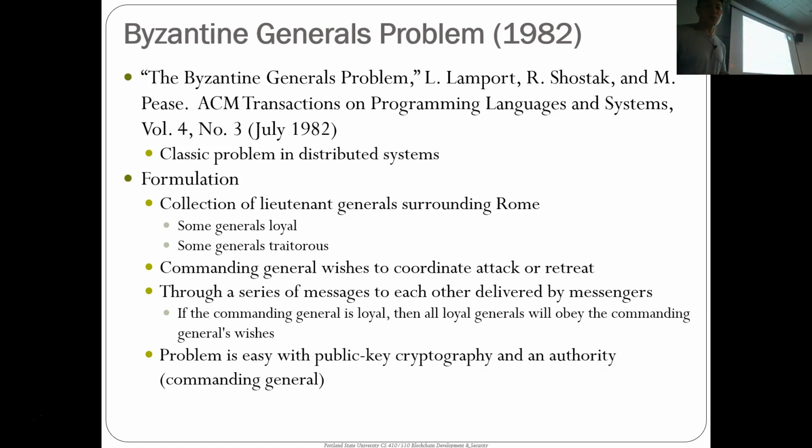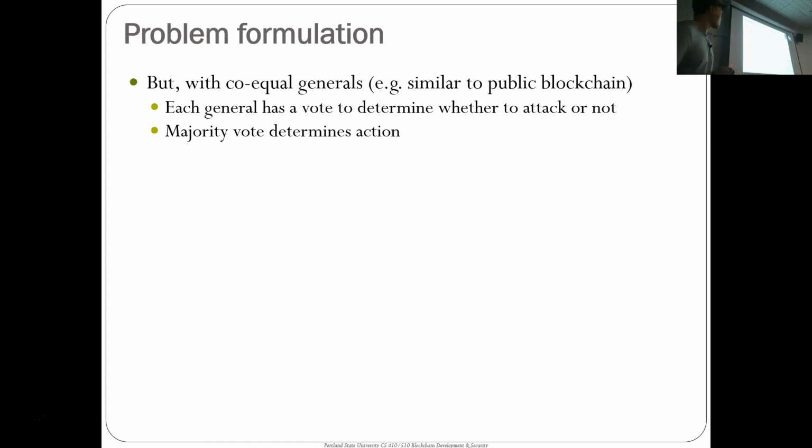The more interesting problem is with co-equal generals, where you don't have a public key infrastructure and you have equal participants. And this is much more like a public blockchain, where everyone is treated the same in terms of the participation. So each general, in this case, has a vote to determine whether to attack or not, and the protocol wishes to follow a majority vote. So the majority vote of all of the generals will determine your action.